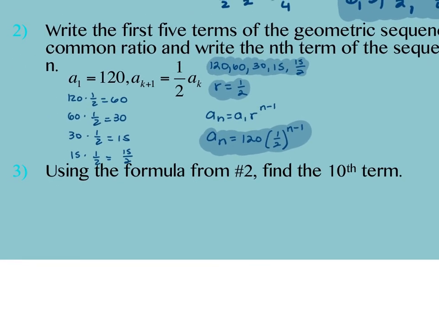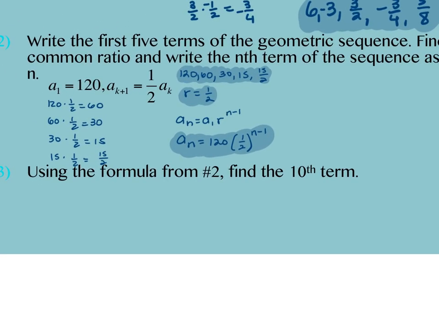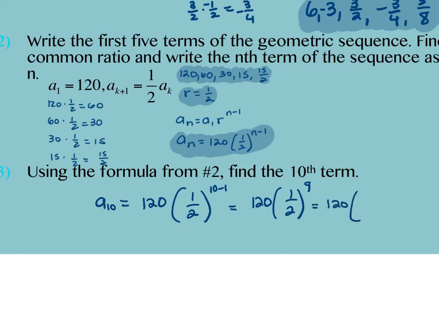All right, then number 3 says use the formula from number 2 to find the nth term. That's what I was just talking about. Now I'm going to find A10. So I'm going to do 120 times 1/2 to the 10 minus 1. That's 120 times 1/2 to the 9th. And this is where you've got to be careful. Don't let your calculator change that into a decimal for you. I know what 1 to the 9th is. All you have to do is 2 to the 9th, and you get 512. So this becomes 120 times 1 over 512.